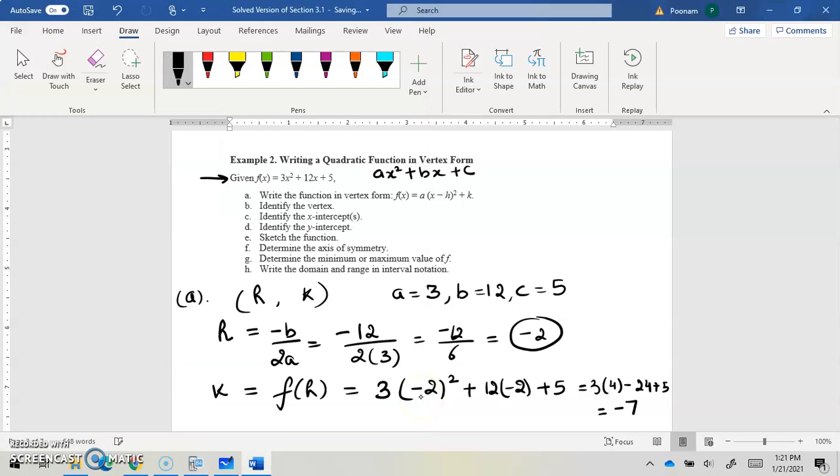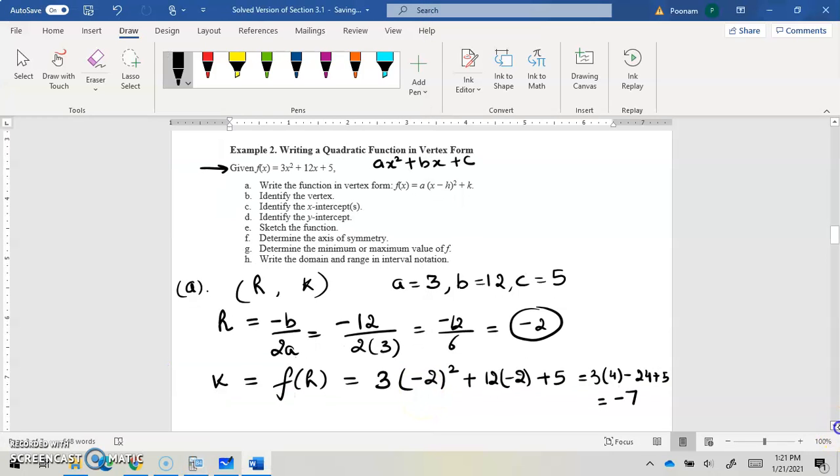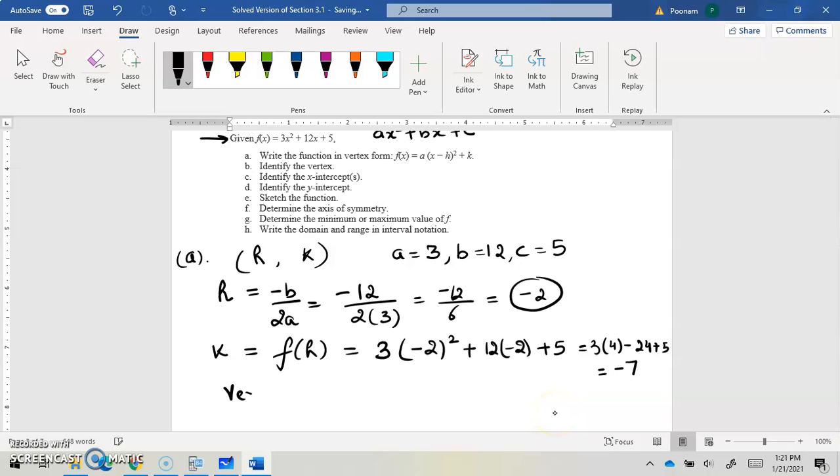So that means my vertex of the given quadratic function would be (h, k). H is negative 2, k is negative 7.